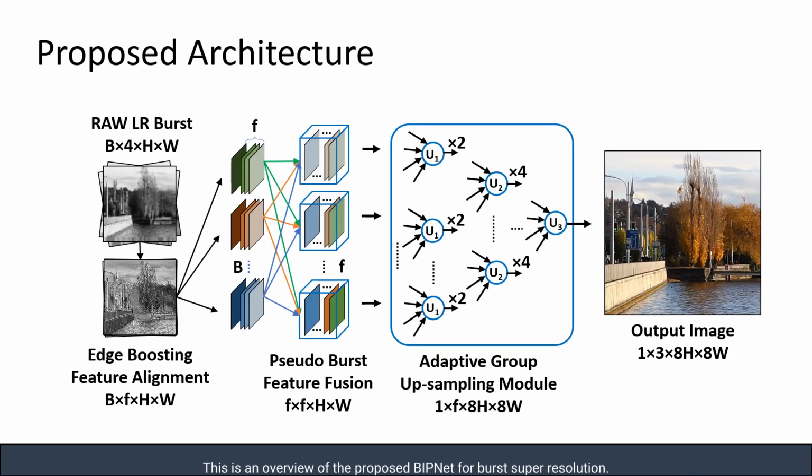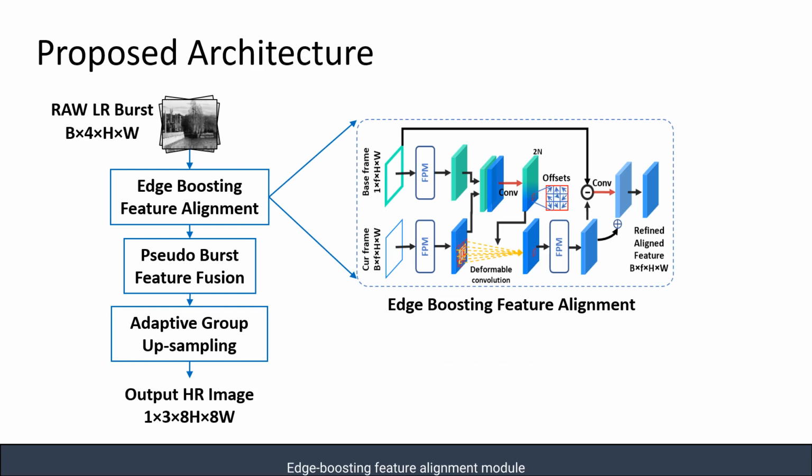This is the overview of the proposed BIPNet for burst super resolution. BIPNet takes as input a raw image burst and generates a high quality RGB image. BIPNet has three key stages: edge boosting feature alignment, pseudo-burst feature fusion, and adaptive group upsampling module. Edge boosting feature alignment module aligns all other images in the input burst to the base frame using modulated deformable convolution and computing high frequency residue as shown here.